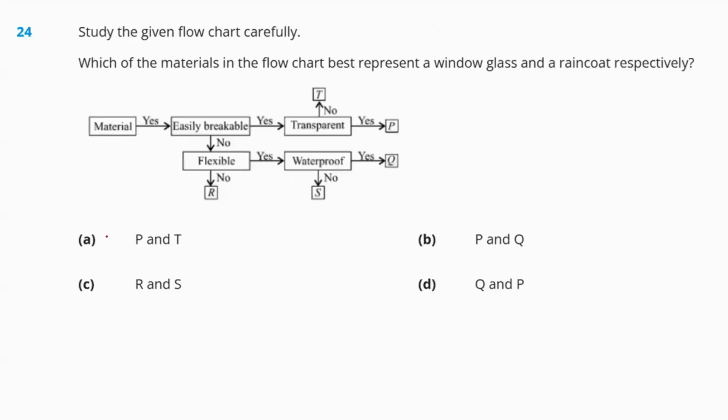Question number 24. Study the given flow chart carefully. Which of the materials in the flow chart best represents a window glass and a raincoat respectively? Okay, window glass. What would be the character? It would be solid plus transparent. Raincoat, it would be flexible and waterproof, right? Seeing that, our option P and Q would be the answer for this question.